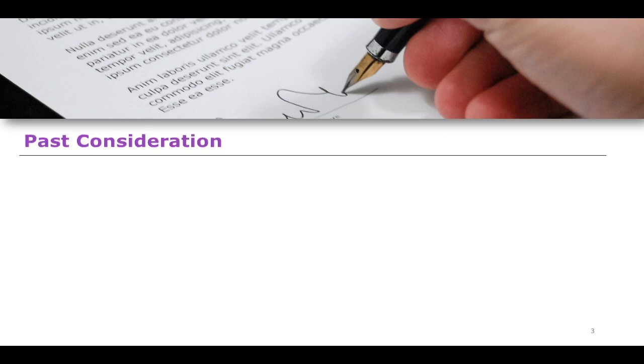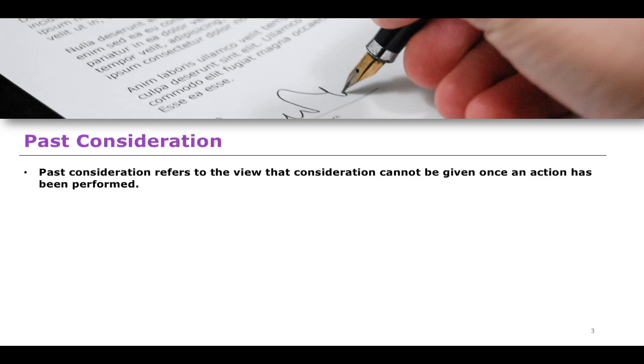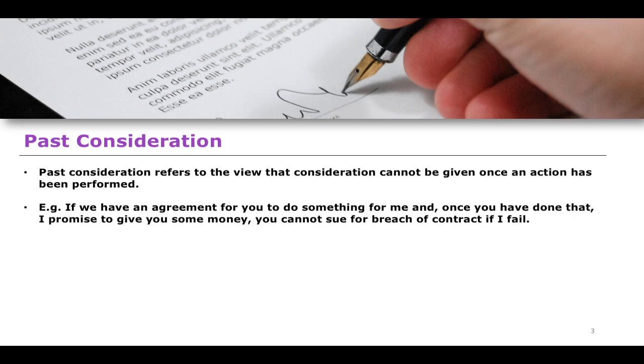What does this mean, therefore? Well, past consideration simply refers to the view that consideration cannot be given once an action has been performed. There is a certain time period that is required for consideration to have existed, and if that action has been performed, then consideration can't be given once that action has been performed. It can't be past consideration.